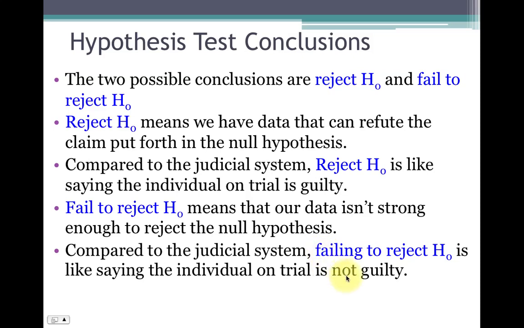So remember that we made the assumption that the individual is not guilty. If our sample evidence isn't strong enough, then we continue to say that the individual is not guilty. And that's what failing to reject H0 means.